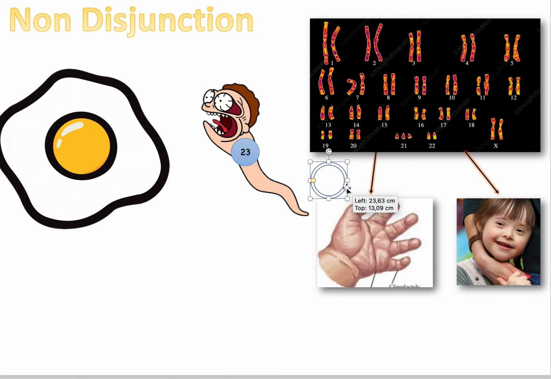So what do you notice in this karyotype? We know a normal human being has 46 chromosomes. So 1, 2, 3, 4, and you count it up, it'd be 46. But what do you notice in this one? In this one, there are 47 chromosomes instead.